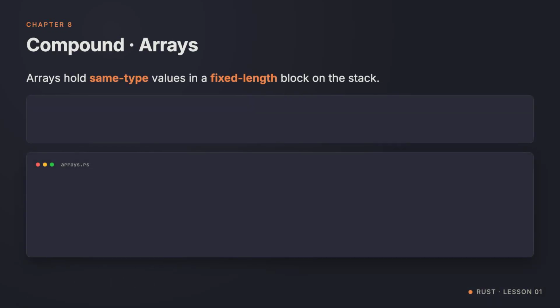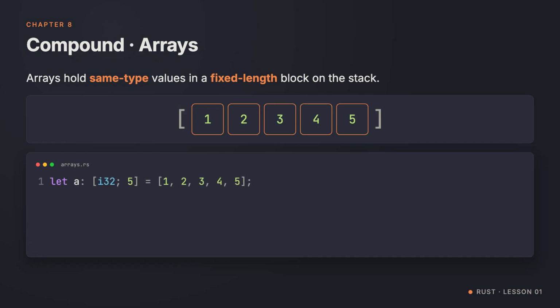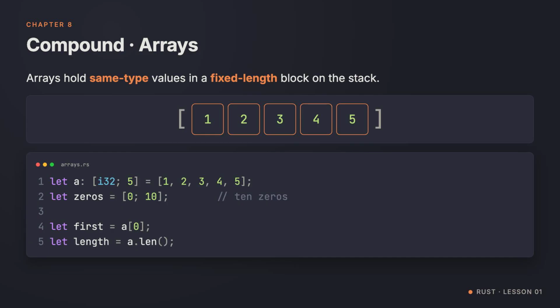Rust's other compound type is the array. Unlike a tuple, every element of an array must have the same type, and the length is fixed at compile time. Arrays live on the stack, which makes them extremely fast. If you need a collection that can grow, you'll want a vec instead, but we'll save that for another lesson. For now, know that arrays are your go-to for small, fixed-size sequences.